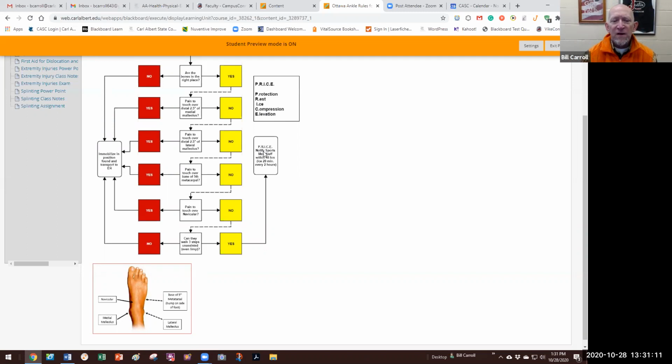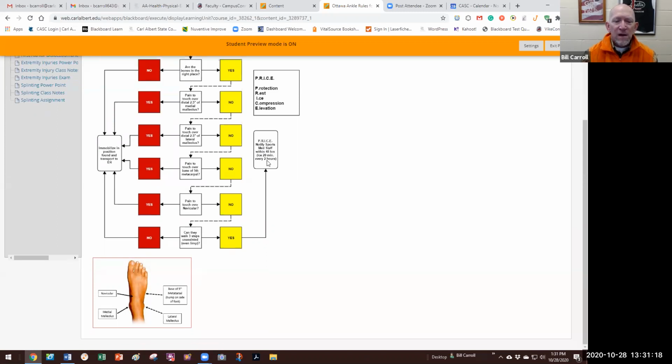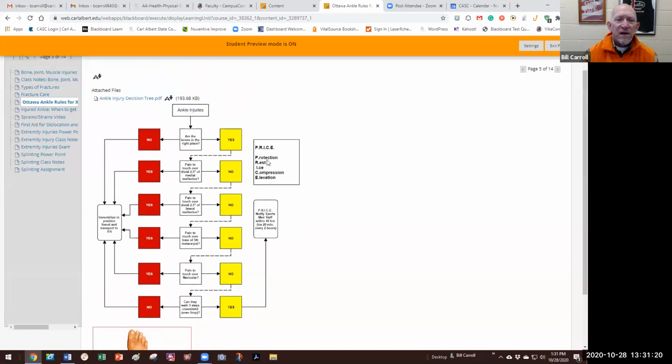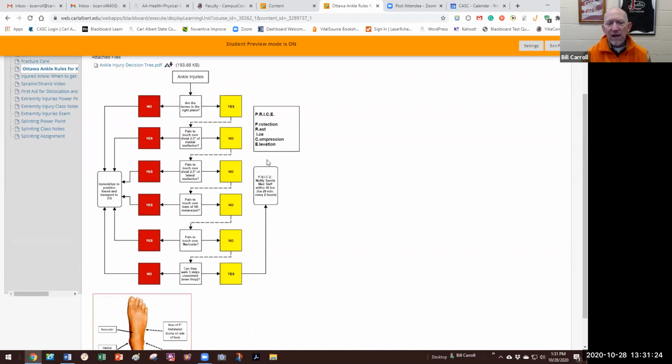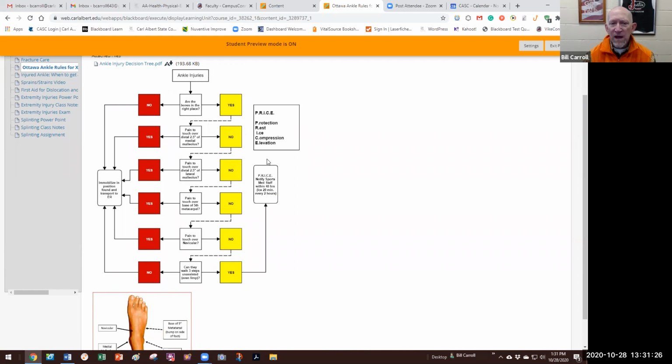Here we have notify sports med staff within 48 hours, ice 20 minutes every 2 hours. So that is the ankle decision tree, more commonly known as the Ottawa ankle rules. And this is what we employ with our own athletes here at Carl Albert State College.